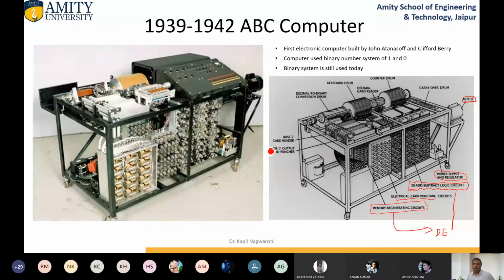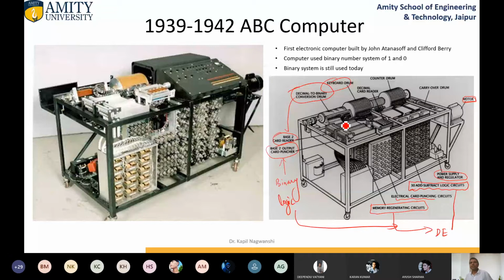Now come to the base-two output card puncher and base-two card reader. The base-two card reader and base-two output card puncher are binary logic, so this also comes under digital electronics. Now come to decimal to binary conversion, the same thing. Then the keyboard drum is there. Each and everything here is an analog system.